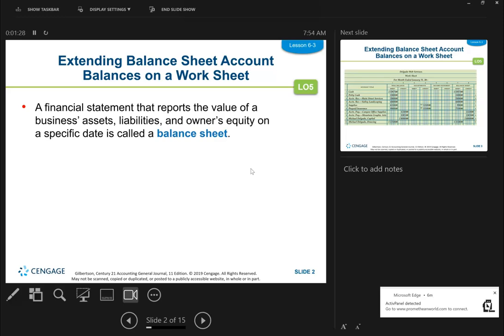So, a financial statement that reports the value of the business's assets, liabilities, and owner's equity on a specific date is called a balance sheet. So this is a type of worksheet or type of report that you might generate as an accountant. It basically is a snapshot of the business at that moment.